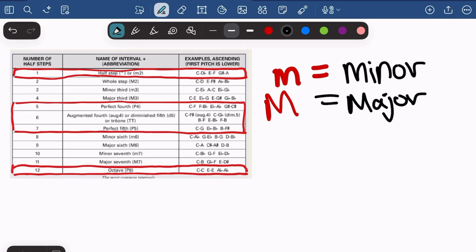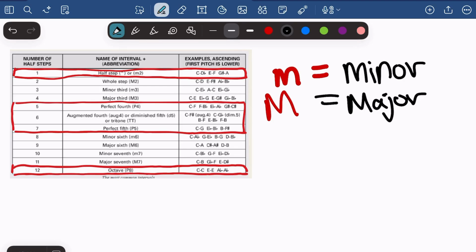8 is minor 6, 9 is major 6, 10 is minor 7th, 11 is major 7th, and 12 is an octave. And the ones boxed up in red, I highly recommend you memorize, because if you know these specific ones, I believe you can know the rest as well.